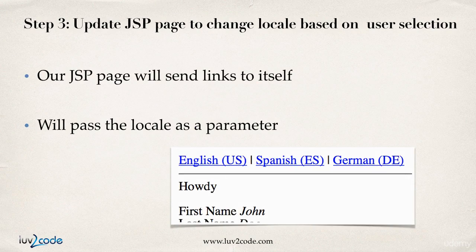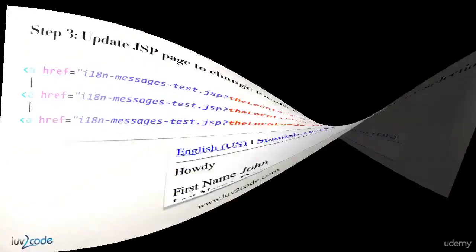Now the next step is step 3, updating the JSP page to change the locale based on the user selection. So basically what we'll do on our app is that we'll put links at the top of the page where the user can choose their language or locale. And basically they'll select these links and we'll simply just send it back as a link to ourselves, and we'll pass the locale as a parameter, and then we can read that param and then load the appropriate resource file or resource bundle. So that's basically how we'll do it. This is kind of plain vanilla. We could dress it up with flag images and so on, but here, just kind of get the point so far.